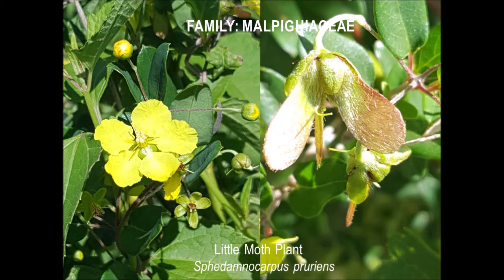From the Malpighiaceae, we have the little moth plant, Sphedamnocarpus pruriens, one of my favorite plants. It occurs in KwaZulu-Natal, growing over bushes. It's a creeper, and it has very distinctive flowers and even more distinctive fruits which resemble a moth, hence the name, little moth plant. A really delightful little plant.